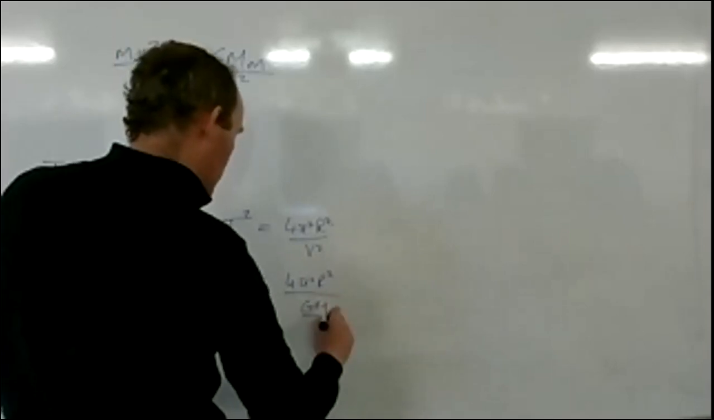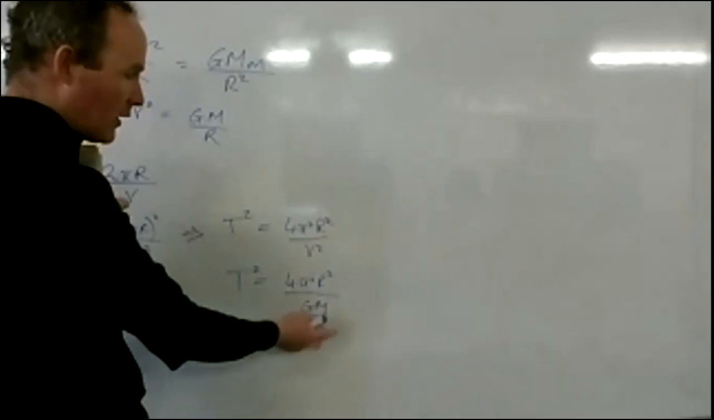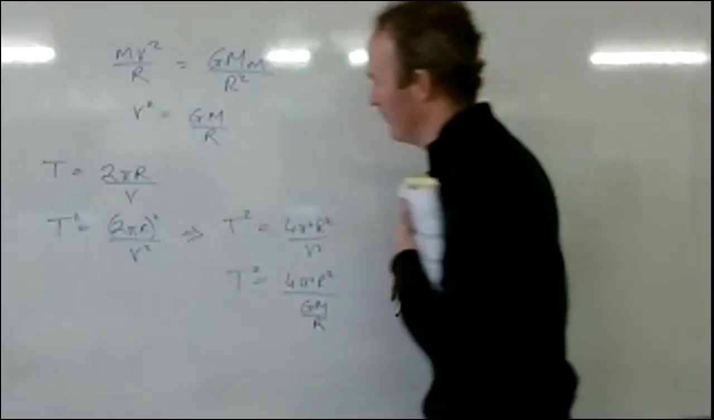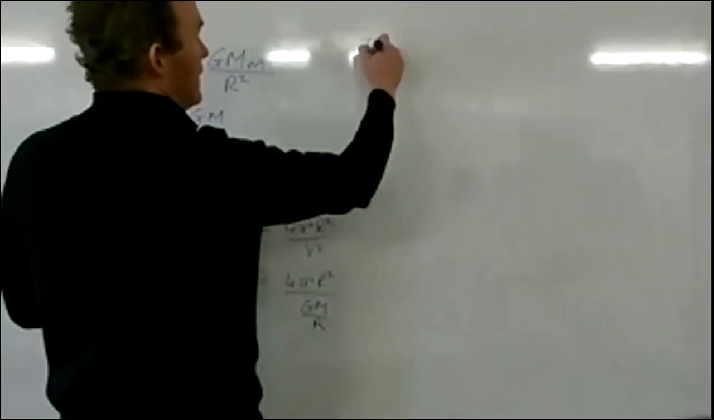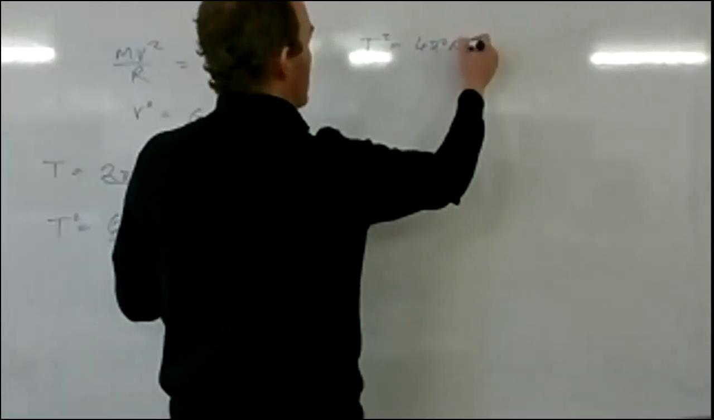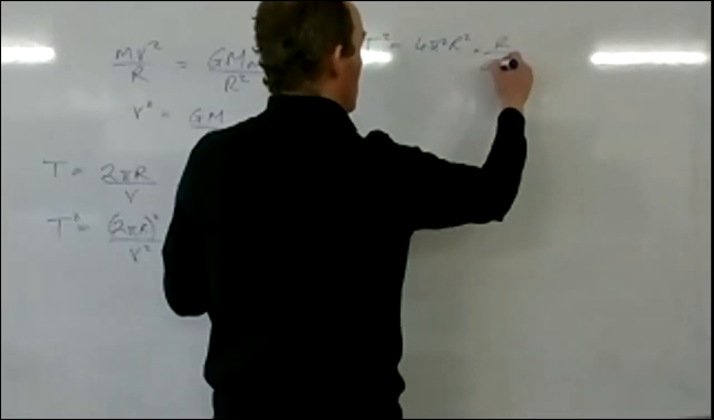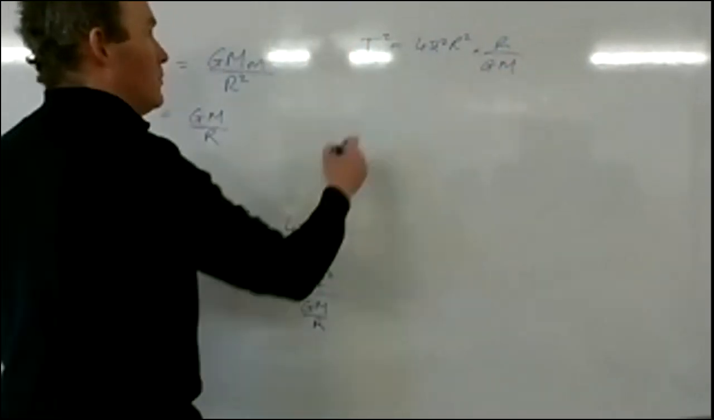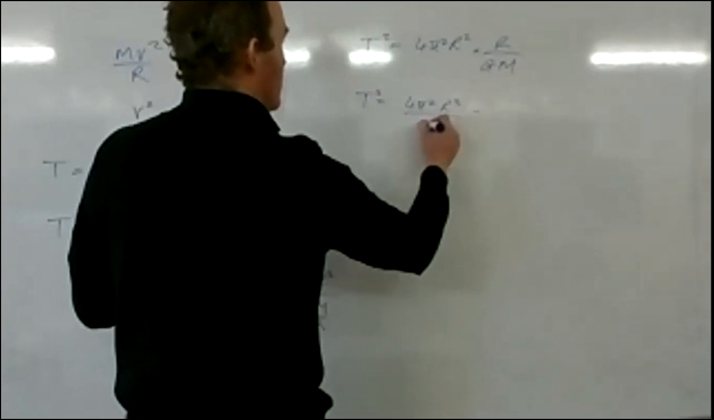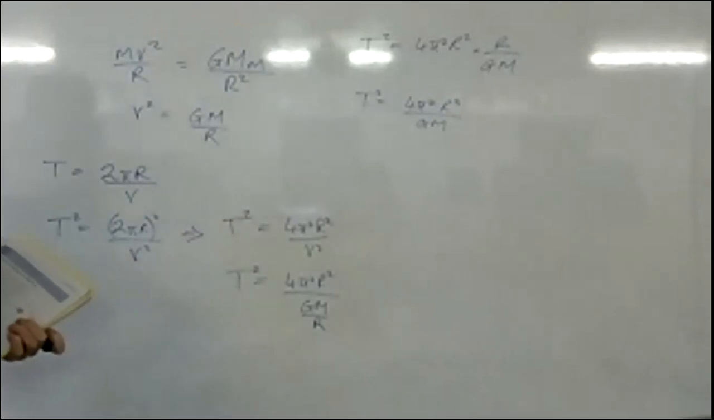Because it is a fraction, we turn it upside down and multiply. So T squared equals 4 pi squared r squared times r over G M, which gives T squared equals 4 pi squared r cubed over G M. That is the formula.